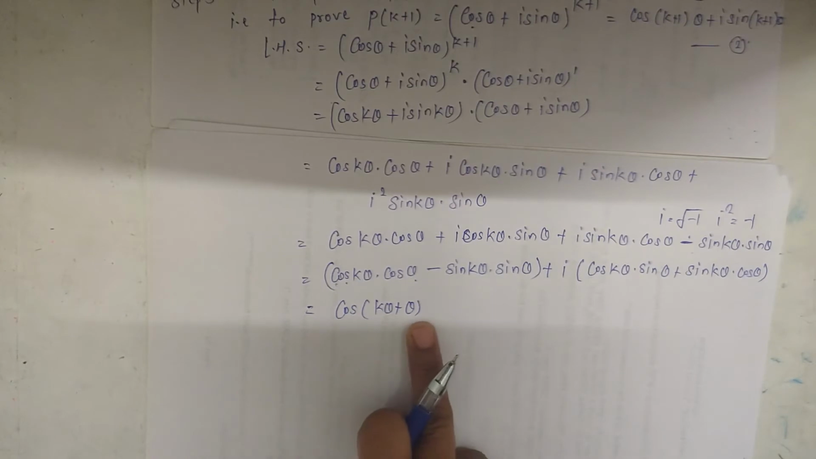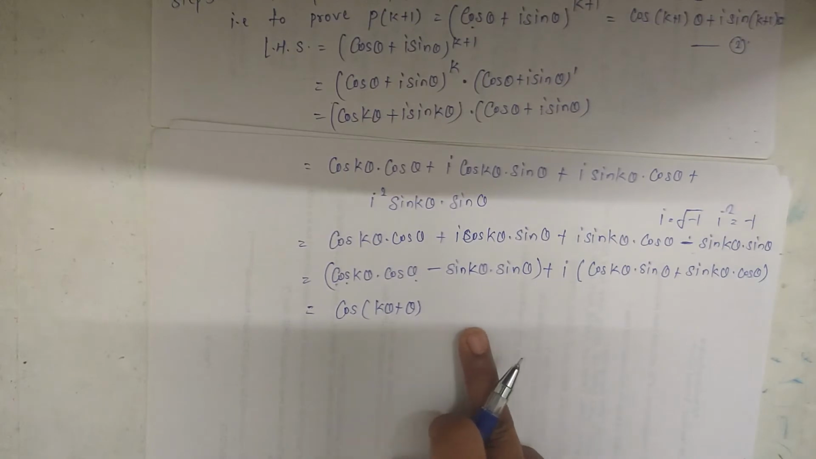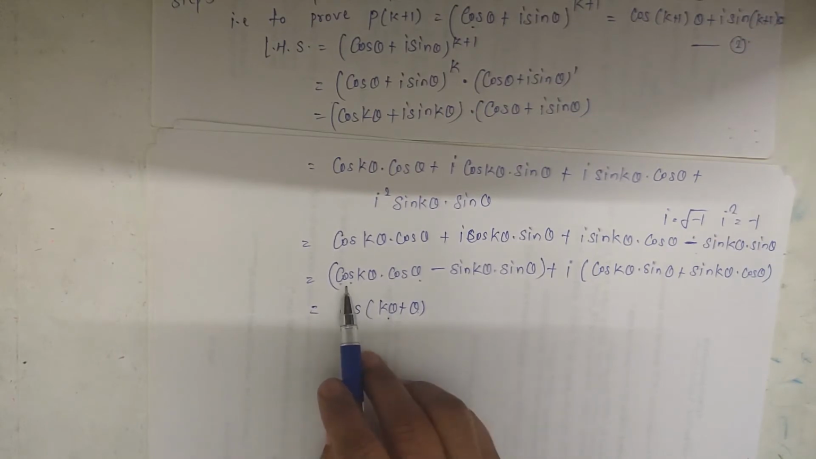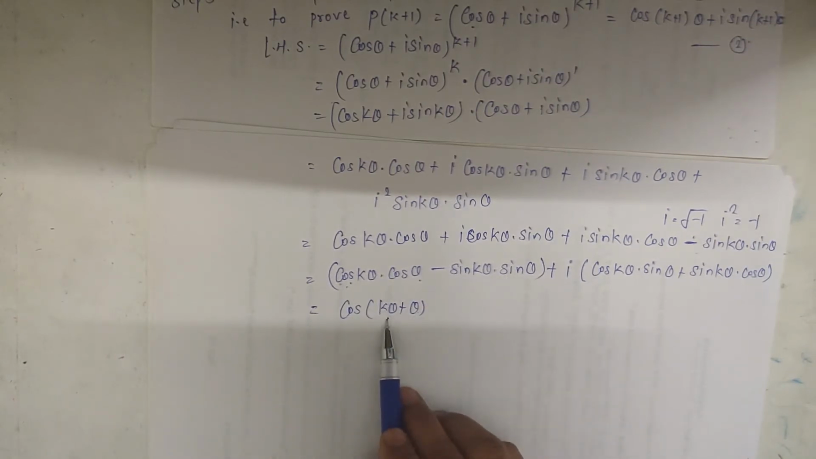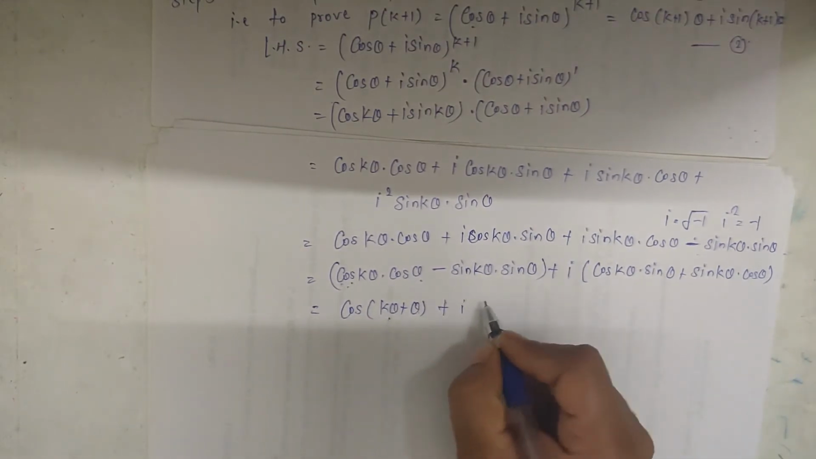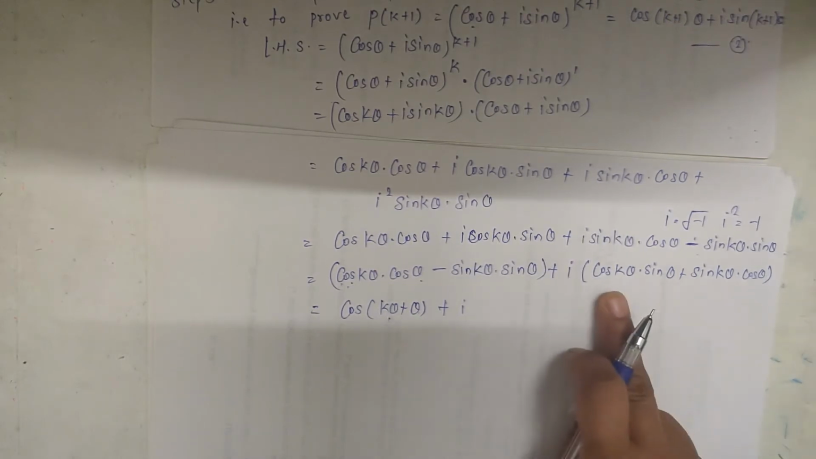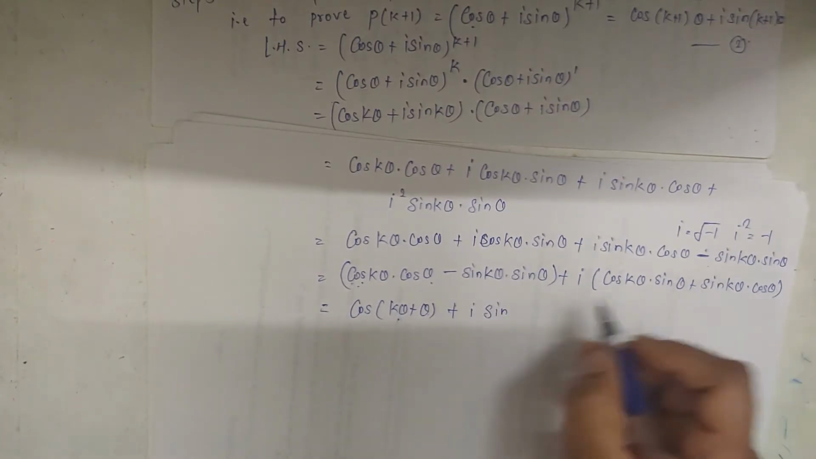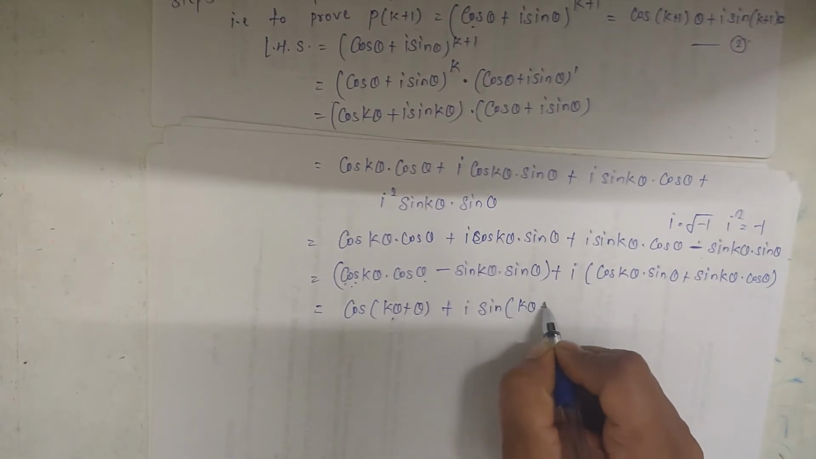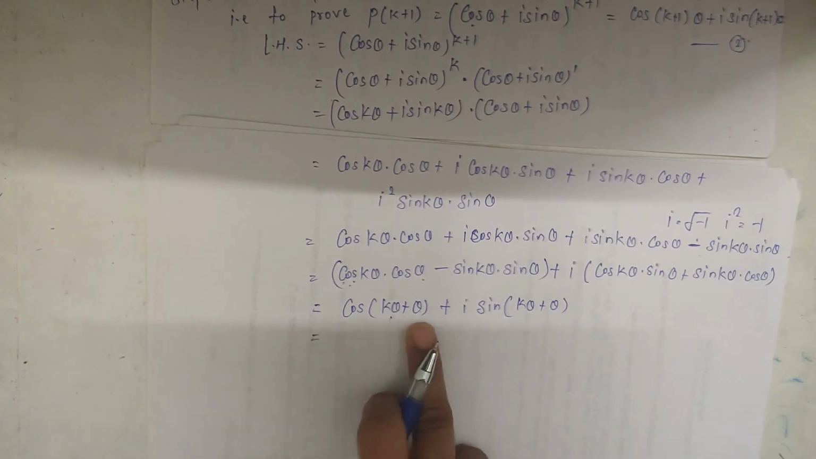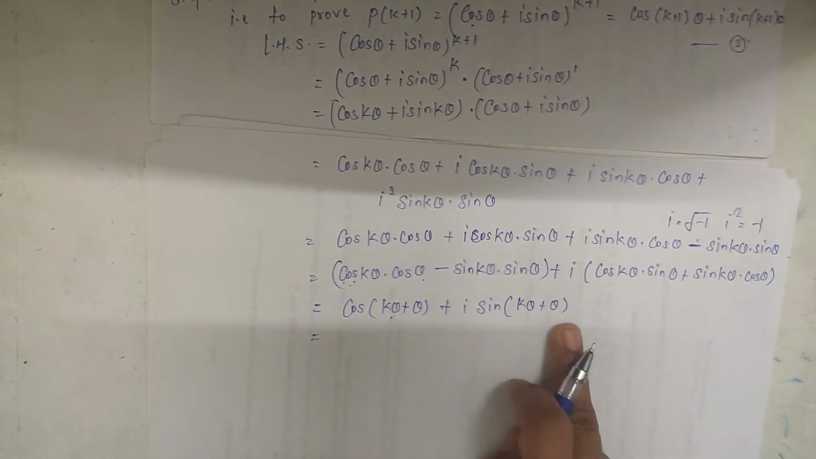We know that cos A plus B is equal to cos A into cos B minus sin A into sin B. Here A is equal to k theta and B is equal to theta. So in terms of compound angle, cos of k theta plus theta, and the second term is the expansion of sin of k theta plus theta. Using compound angles, we can write cos of k theta plus theta plus i into sin of k theta plus theta.